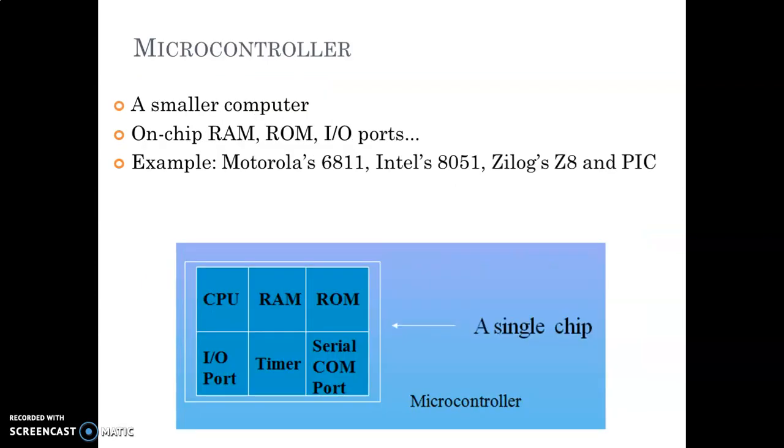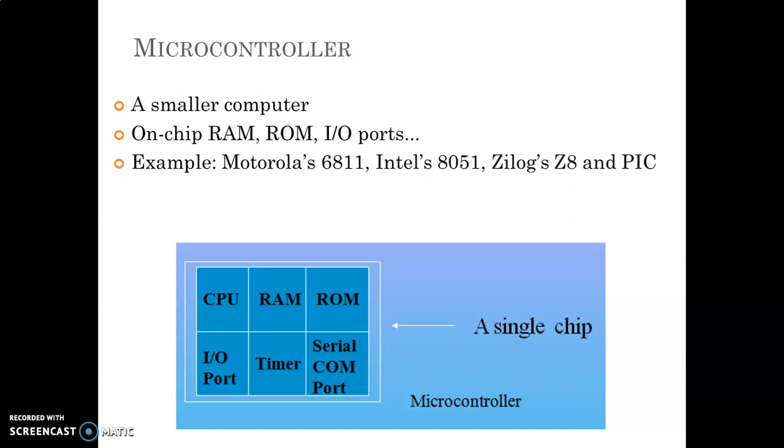Next we discuss the microcontroller. What is a microcontroller? A microcontroller handles 8-bit data at a time. It is a smaller computer on a chip, with RAM, ROM, and IO ports. For example, Motorola 6811, Intel 8051, Zilog Z8, and the programmable interrupt controller PIC microcontroller.